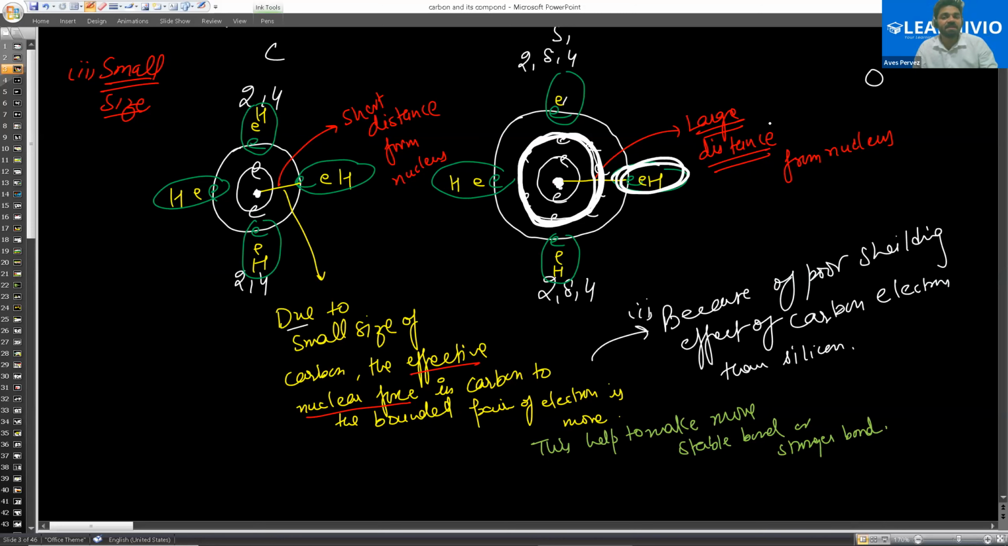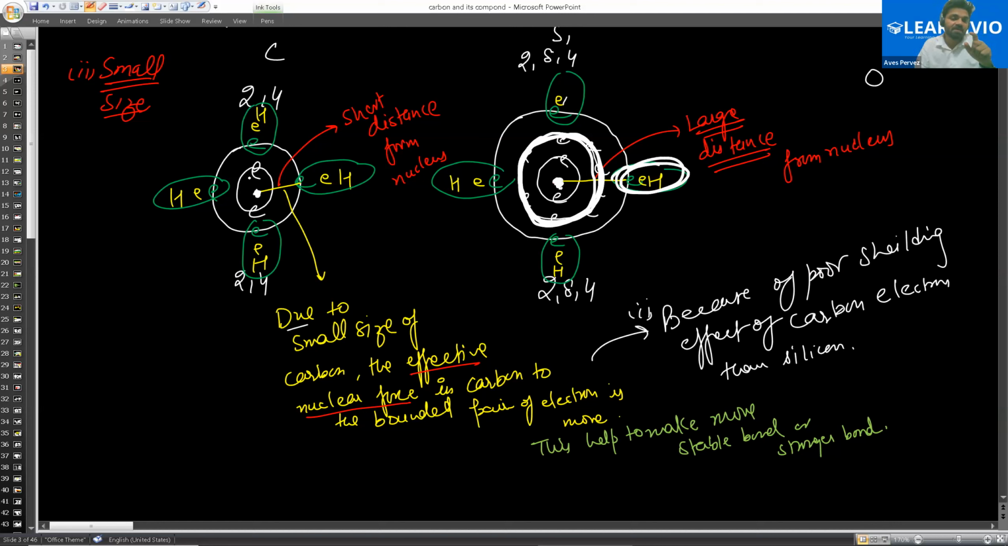This is the second reason: poor shielding effect. If we compare it with silicon, silicon is also tetravalent, but why can't silicon make millions of compounds? The reason is that in silicon there is a good shielding effect, as a result of which the bond is not stable. The effective nuclear force is less, so the bond is not stable and the bond breaks.